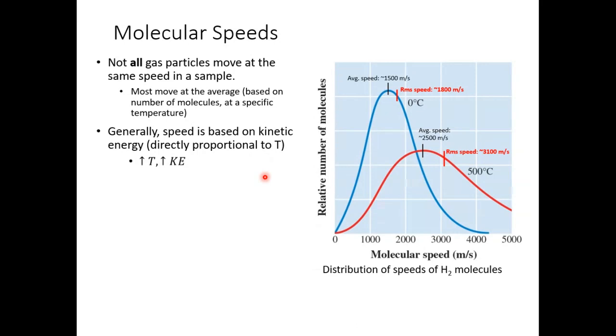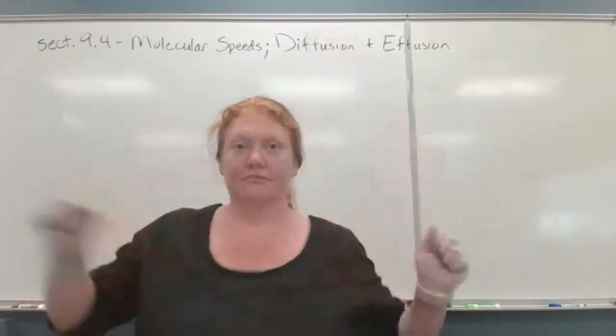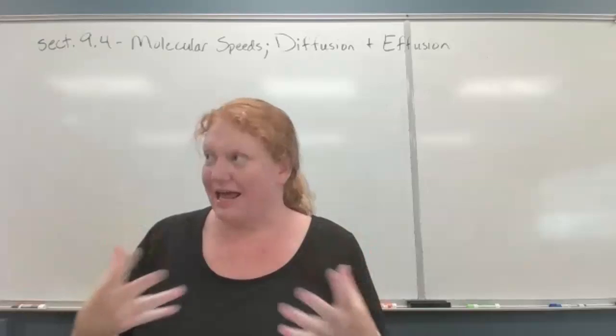In general, the average speed is directly proportional to your temperature. Speed is directly proportional to the temperature. That is because speed is based on something called kinetic energy, which I symbolize KE. In chapter 5, we are going to talk about energy, and we'll talk a little bit more about kinetic energy specifically. But basically, what do you guys think kinetic energy is? It's the energy of movement. Okay. Kinetic, movement.